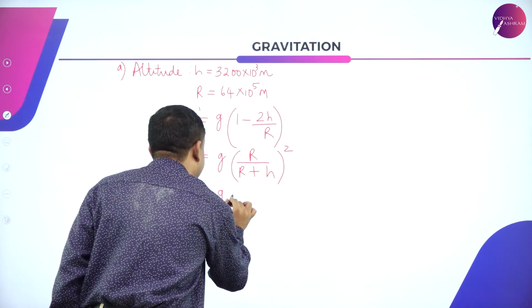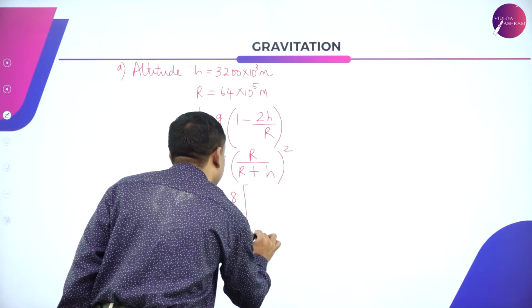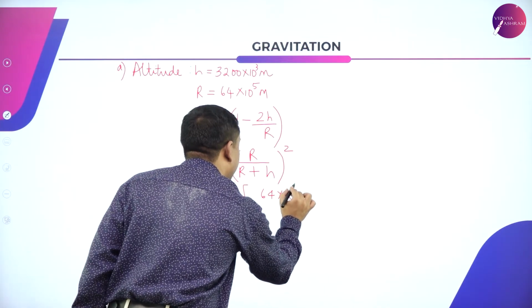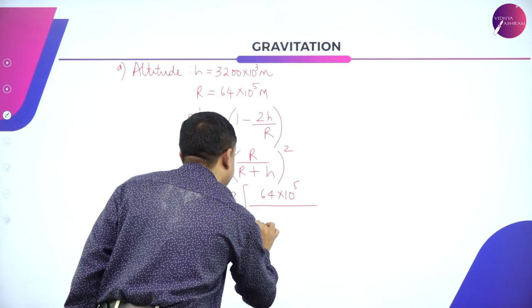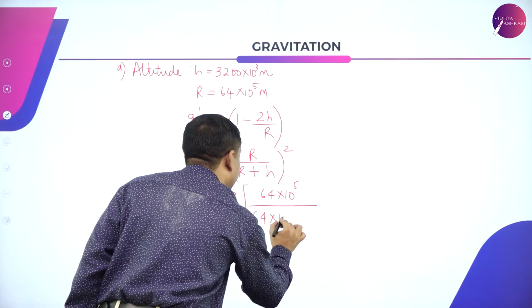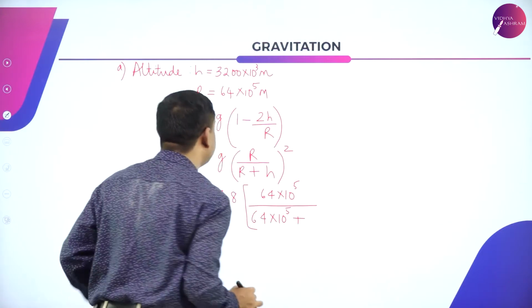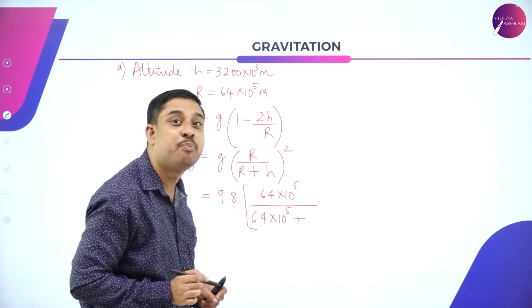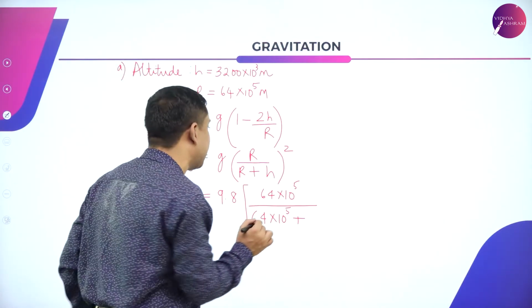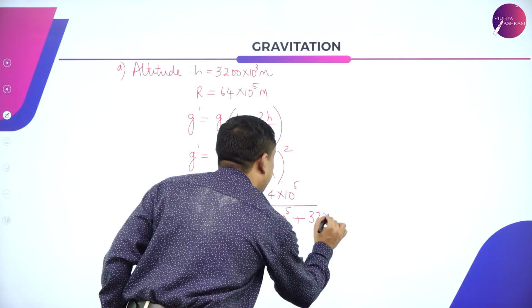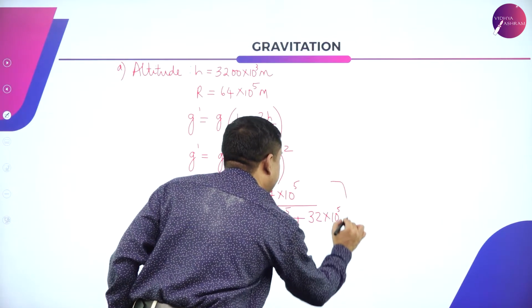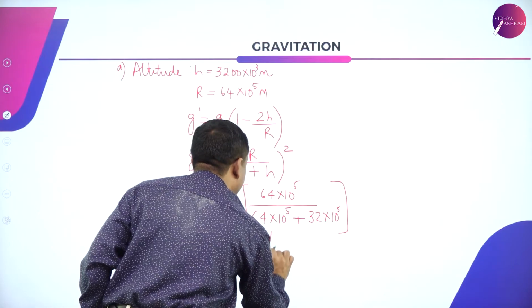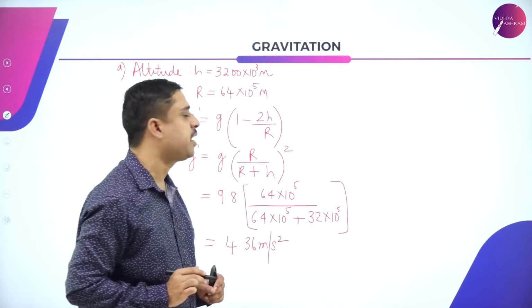Substituting, G is 9.8, r is 64 into 10 power 5, divided by 64 into 10 power 5 plus this h, which I also write in terms of 10 power 5 so that the powers can be simplified. So 32 into 10 power 5. So on simplification, 4.36 meter per second square.